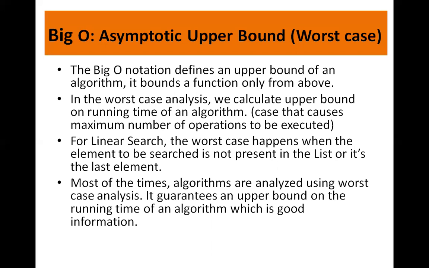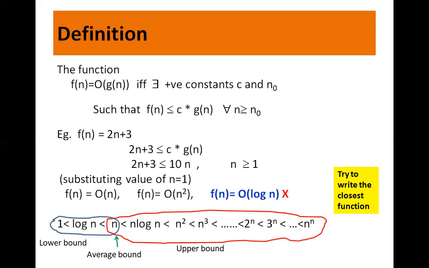Let us look at the definition of big O. The function f of n is equal to big O of g of n if and only if there exist positive constants c and n0 such that f of n is less than or equal to c times g of n for all n greater than or equal to n0. This is the mathematical definition of big O notation. We are saying that the algorithm function f of n is big O of g of n if and only if there exist positive constants c and n0, that means their values cannot be negative, such that f of n is always less than or equal to c times g of n for all n greater than or equal to n0.